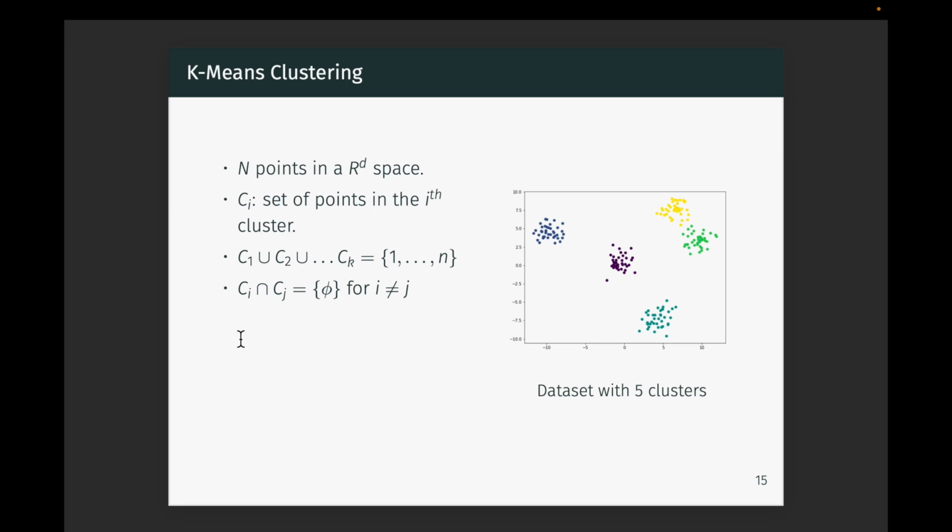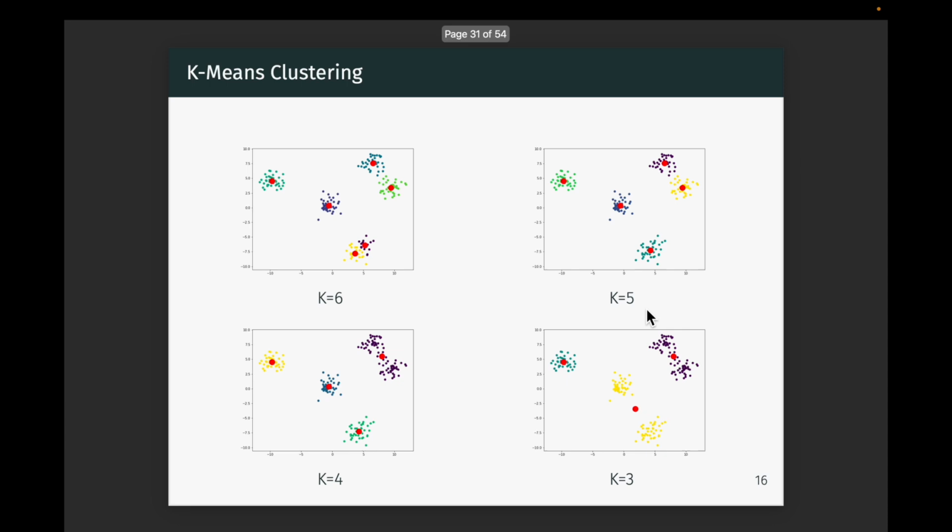There are some soft clustering methods like expectation maximization, where a point can be distributed across multiple clusters with some probability. But in this case, each point belongs to a unique cluster. And I'm showing now a data set where I have set k equal to 5 in k-means clustering. So I'm also now showing the k equal to 6, 5, 4, 3 clusterings for this data set. And we somehow need to define what is a good clustering, what is a better clustering.